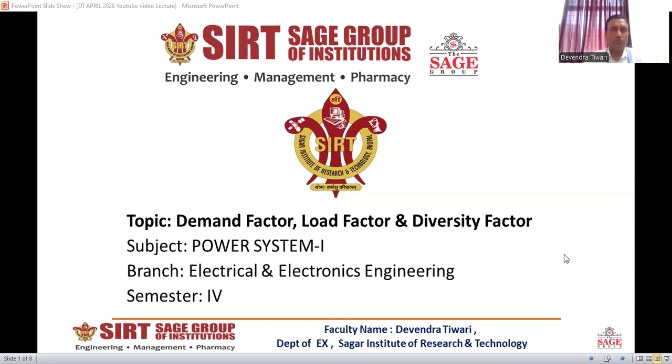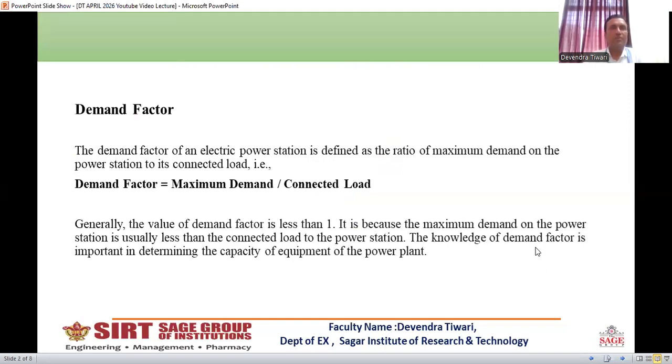So first of all, we will see what is demand factor. Demand factor of an electric power station is defined as the ratio of maximum demand on the power station to its connected load. That is, demand factor equals MD divided by connected load. Generally, the value of demand factor is less than 1. It is because the maximum demand on power station is usually less than the connected load to the power station.